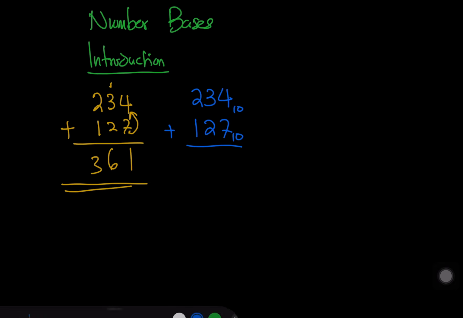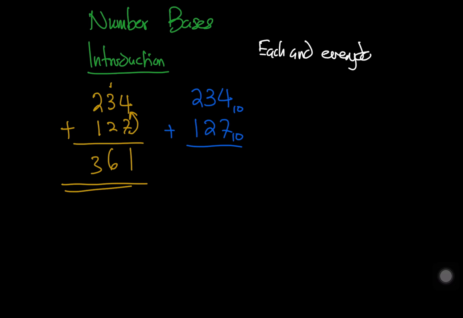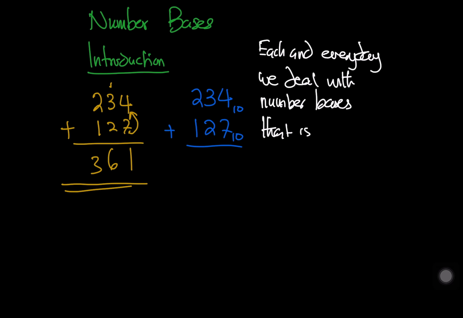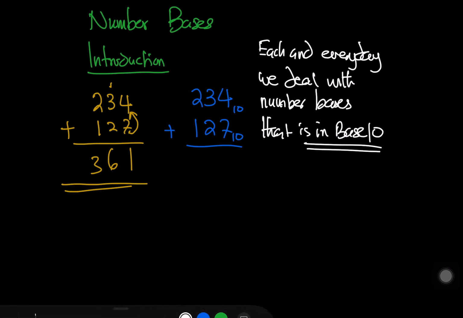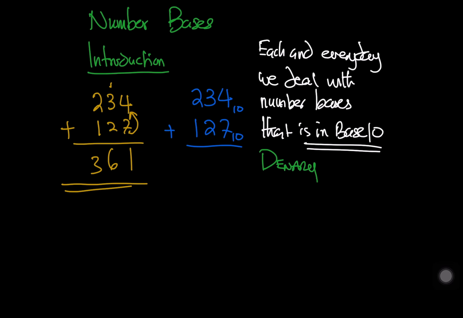So we are saying that each and every day, we deal with number bases. That is in what? That is in base 10. We always deal with something that is in base 10, and that is known as the denary or the decimal numeral. All right, so that's always in base 10.